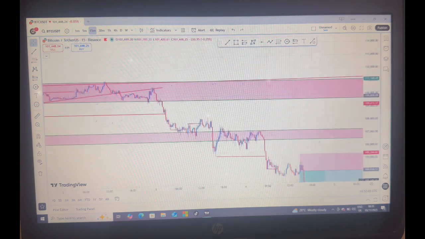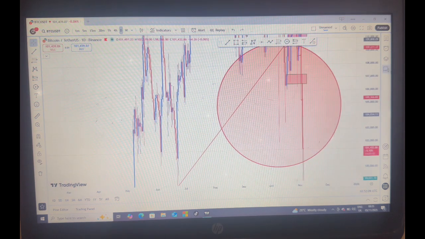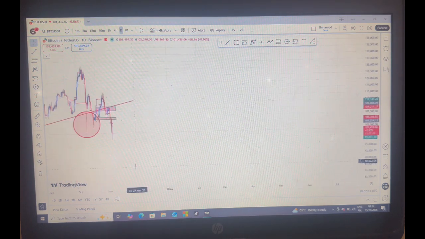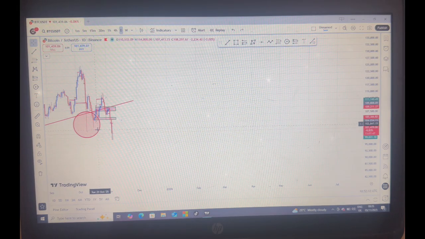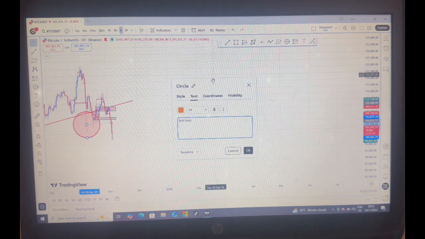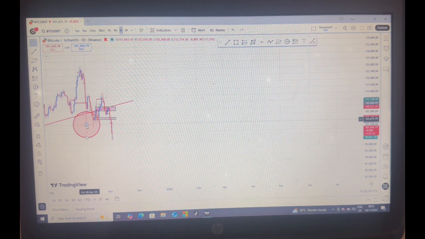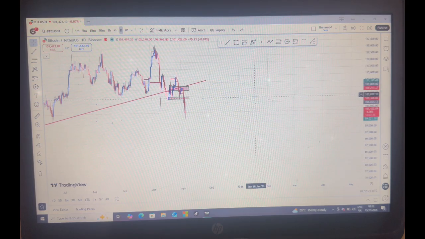You see this resistance over here? It's from a daily time frame. Let's go back to the daily time frame. This resistance was from a daily time frame. I told myself that once this resistance gets broken, the market is going to dump. I was not asking whether BTC is going to go below 100K, but it is possible.